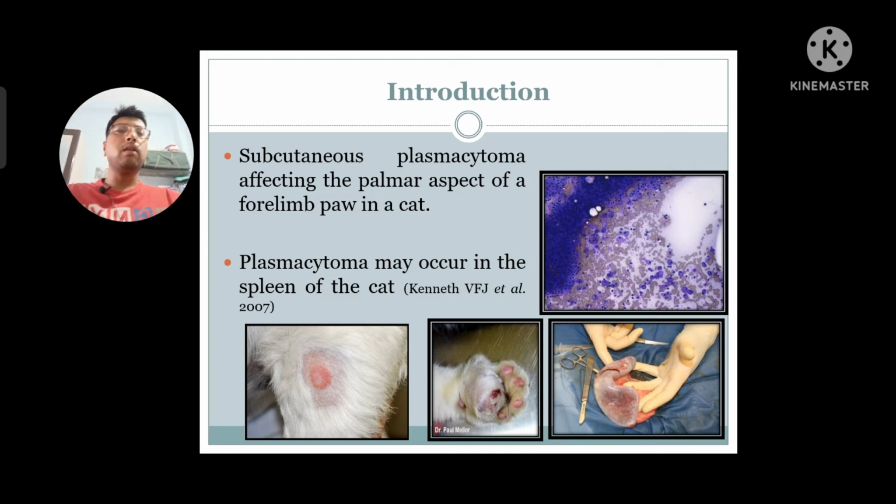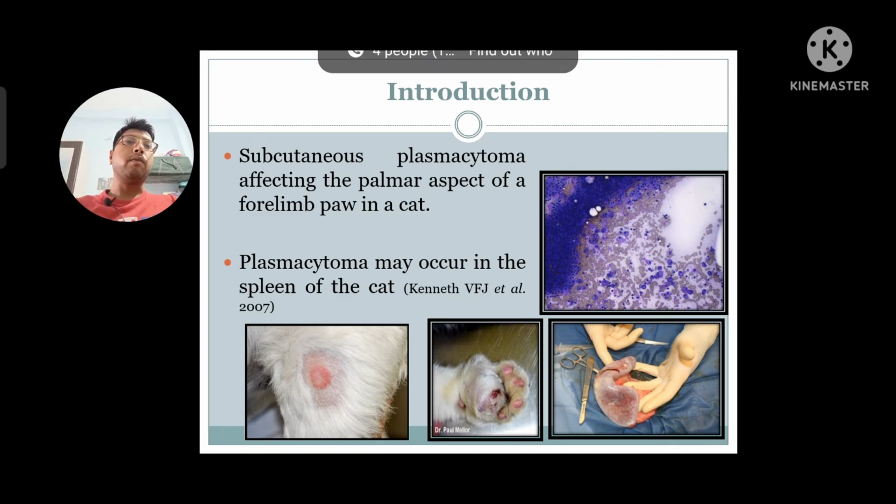Sometimes it has been reported at the paws of the cat. Here is one picture of the paws, you can see in this picture. There may be production of different types of antibodies, and these antibodies accumulate in different organs and lead to organomegaly. At the right side corner there is a spleen, showing multiple hemorrhages with splenomegaly, and in the biopsy multiple round cells having an eccentric nucleus are found.